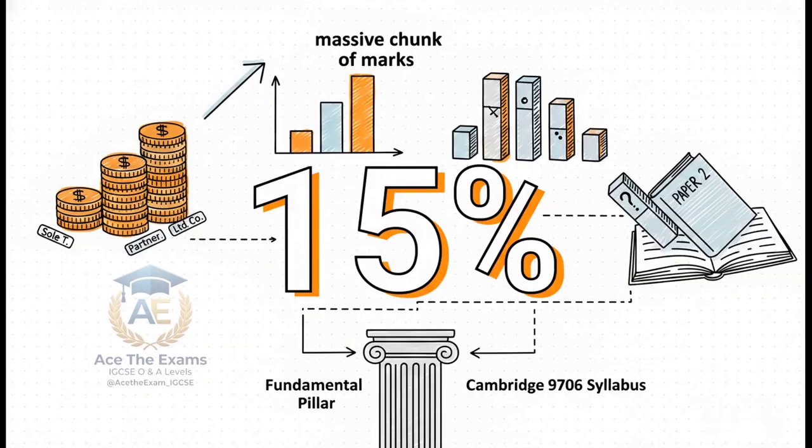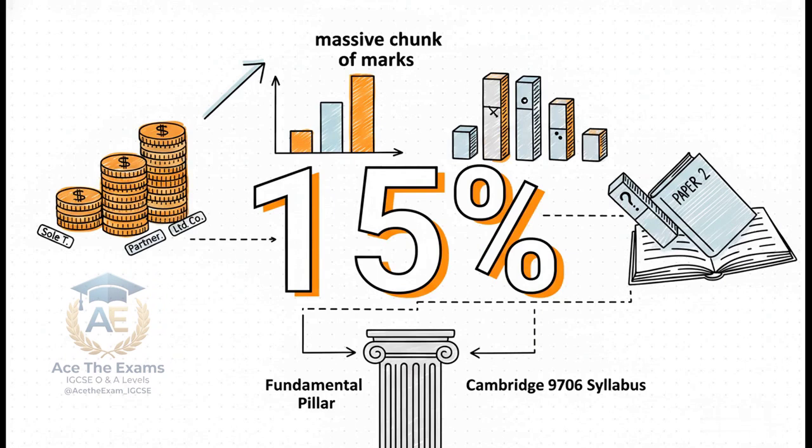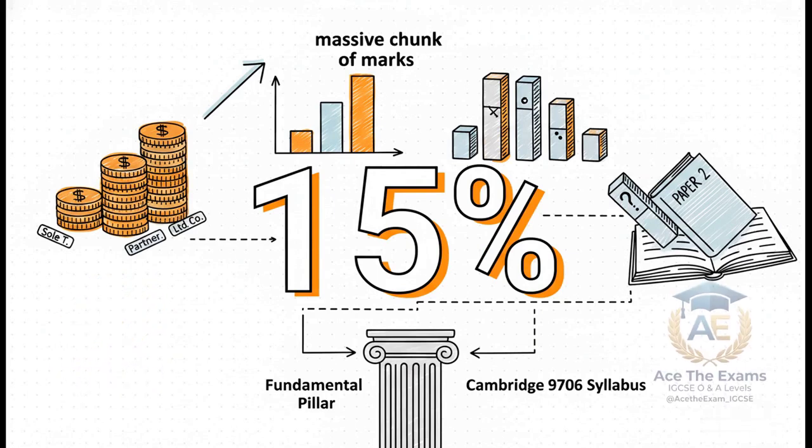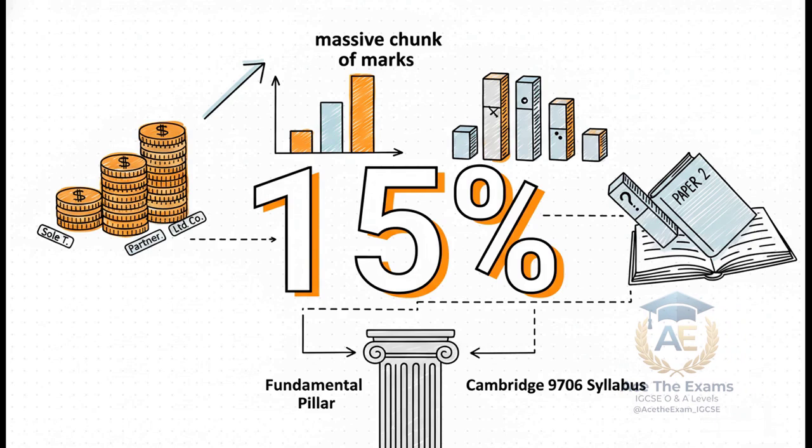Believe it or not, mastering the nuances of sole traders, partnerships, and limited companies accounts for roughly 15% of your total marks in Paper 2. Now, I want you to really think about that number, 15%. That is the literal difference between a C and an A. It's a massive chunk of your overall grade, which highlights exactly why you cannot afford to just skim this topic.